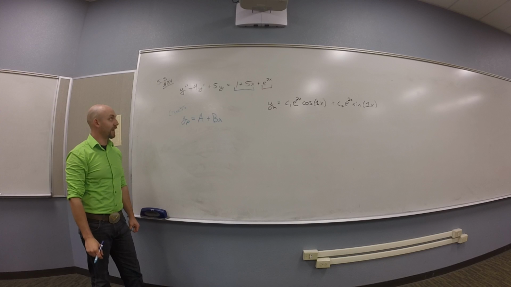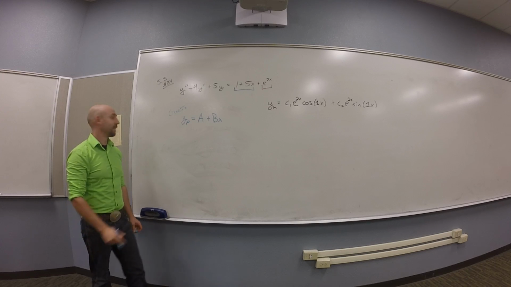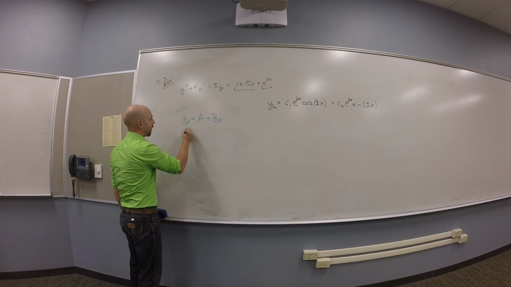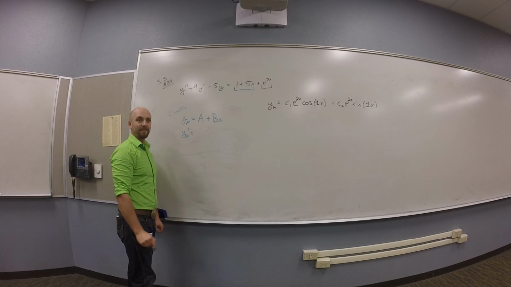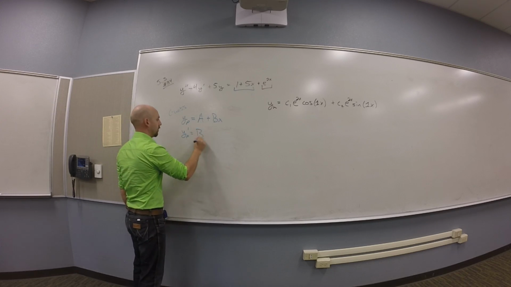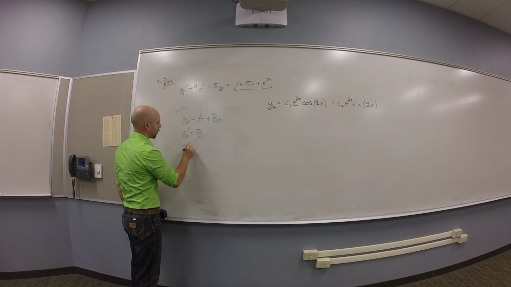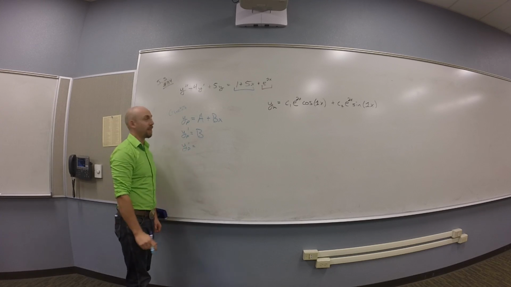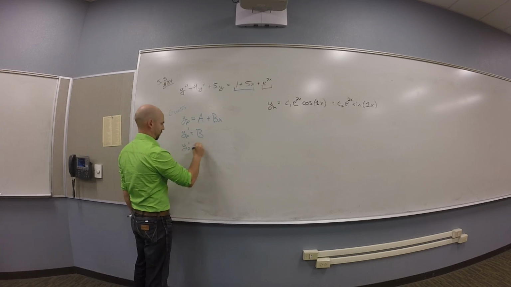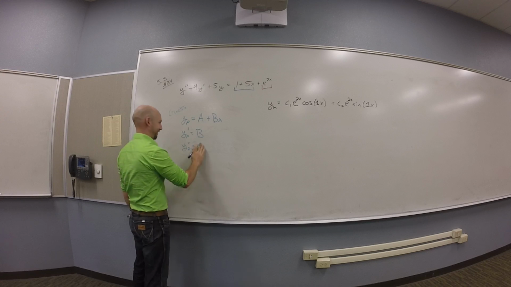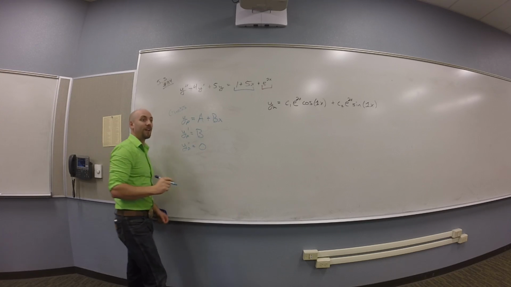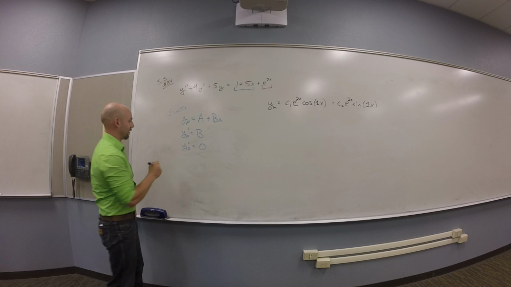I probably would have done ax plus b myself, but who cares? So then yp prime is what? B. And yp double prime is 1. Or, oh, it's a constant, so it's 0. I was thinking as a word. Cool. All right, cram these in there.